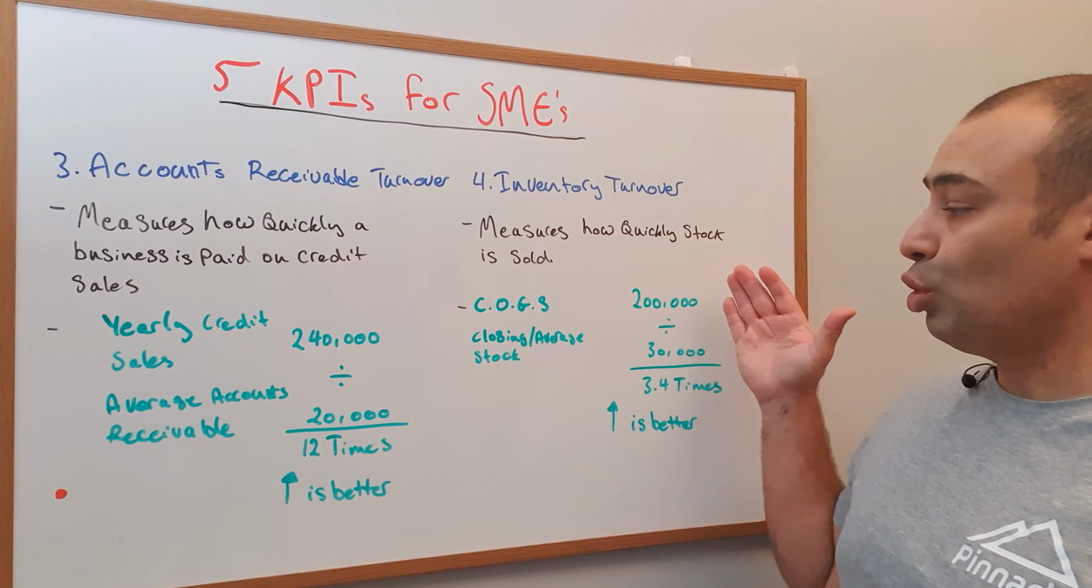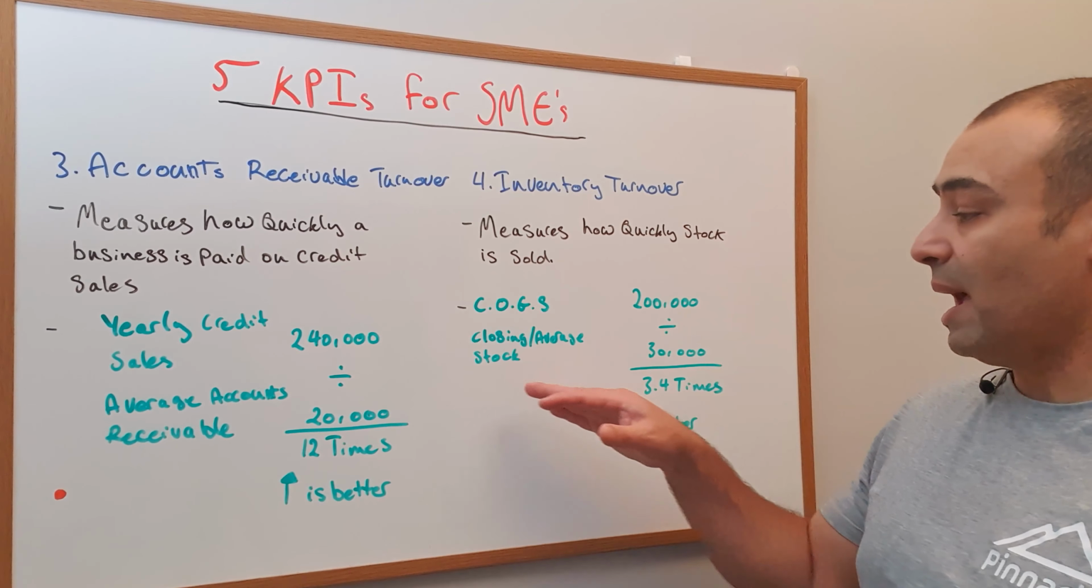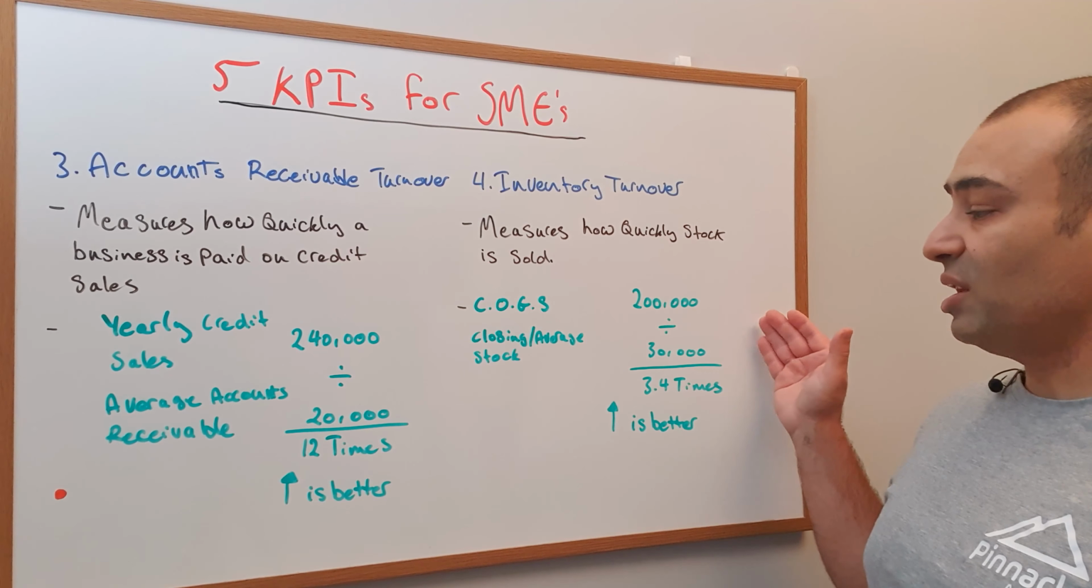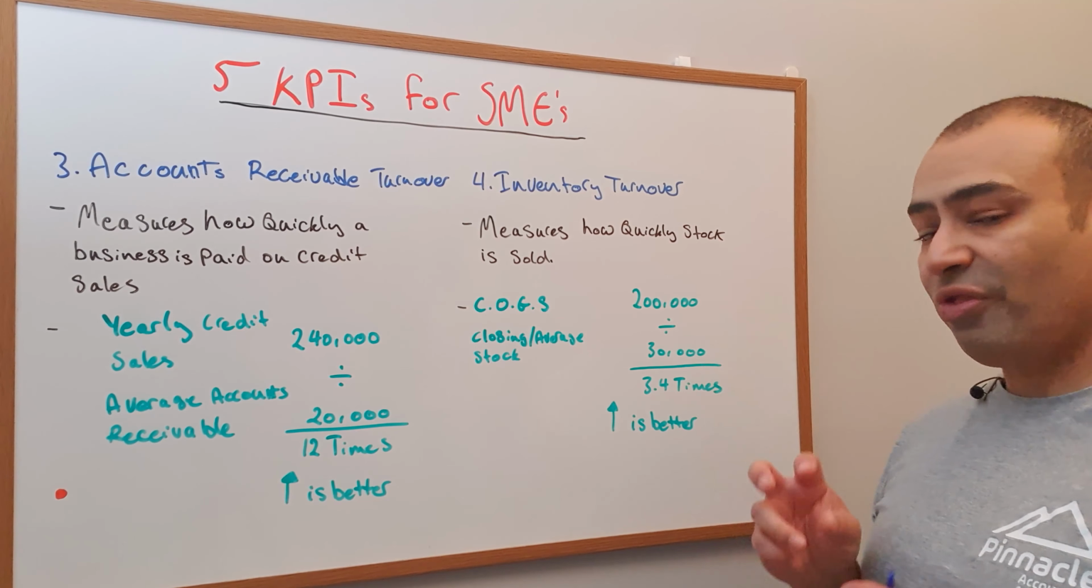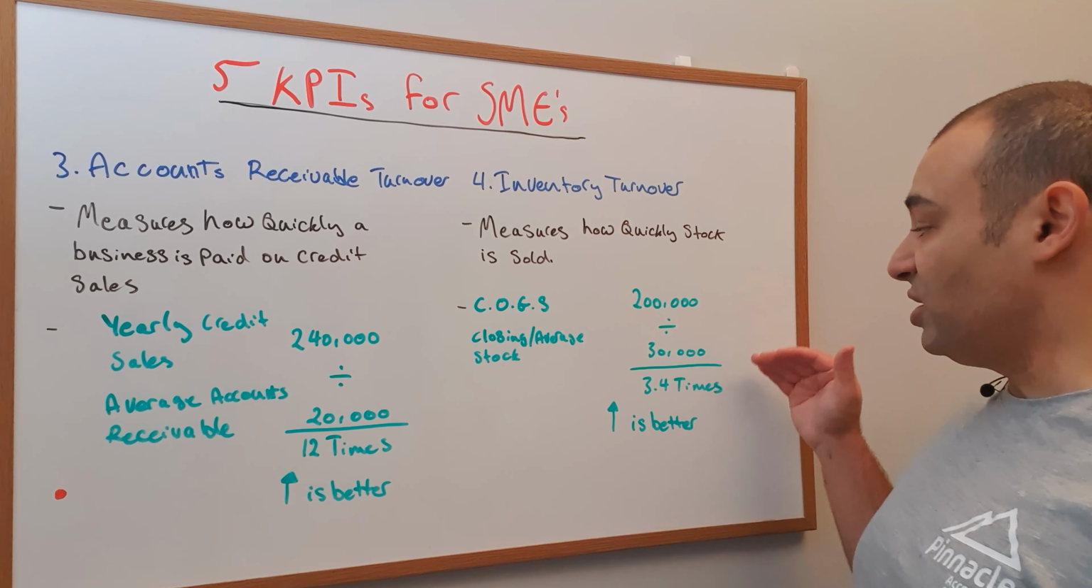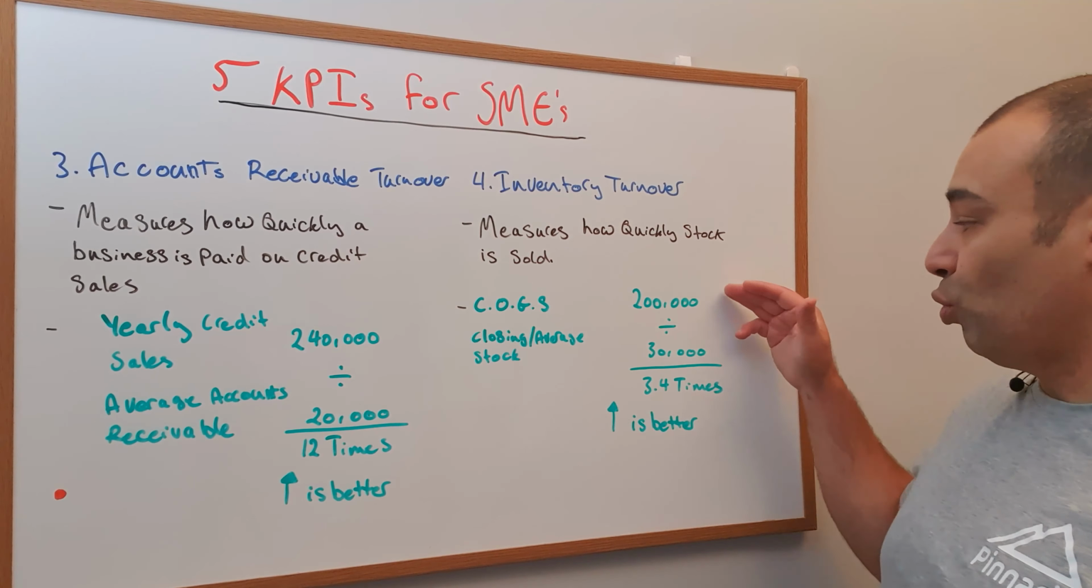Well, we take the cost of goods sold at a given period and divide it by the closing average stock for that given period. In this example, we have 200,000 divided by 30,000, which gives us 3.4 times. The higher this figure, the better it is for us. It means that we are getting our stock out there and we don't have stock obsolescence issues.